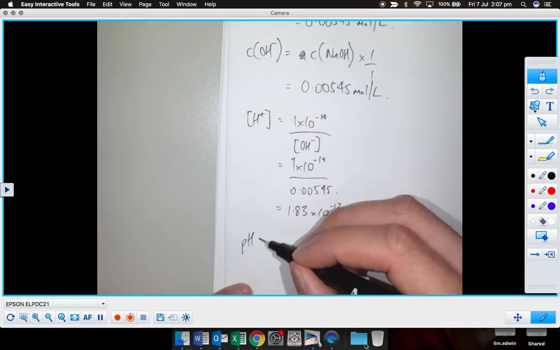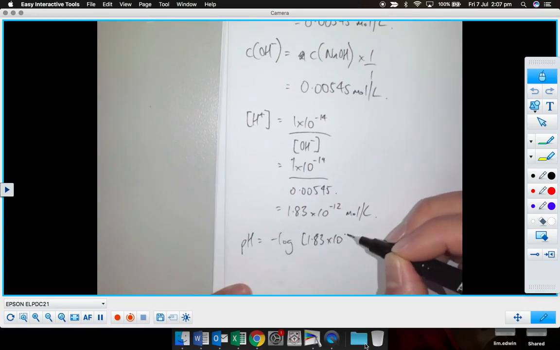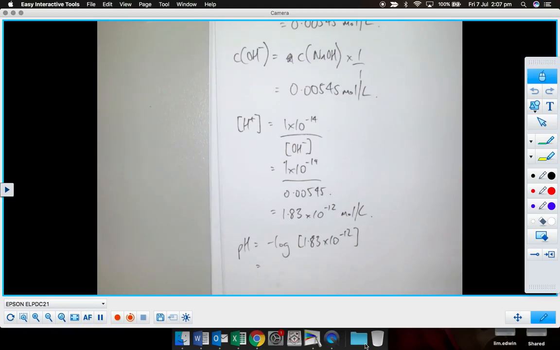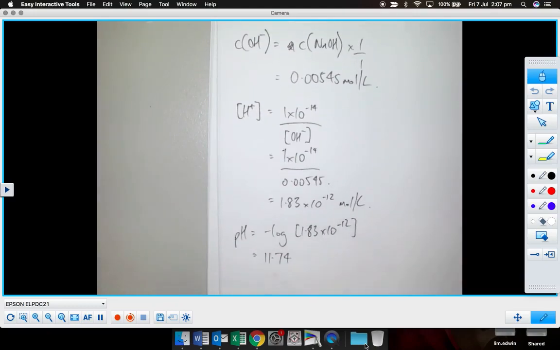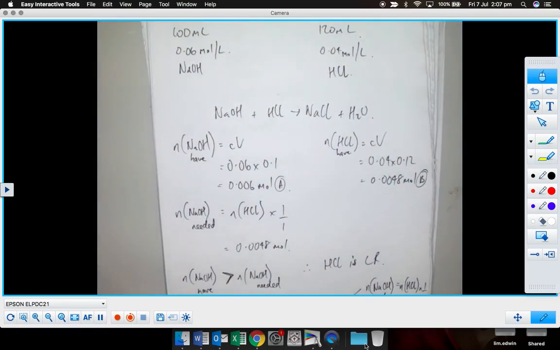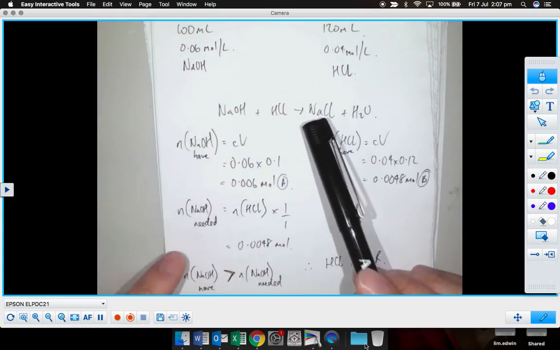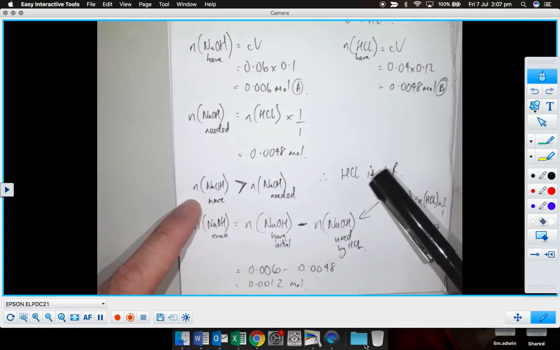Now I can finally work out the pH of this, negative log of 1.83 times 10 to the negative 12, which is 11.74. What's the unit for pH? There is no unit. Alright, so that's how you would work that out. You've got to remember, this is a limiting reagent question. You've got to work out all of the steps of limiting reagent. Step 1, work out the number of moles of each, and also remember to write out the equation. Step 2, how much of one you need. Compare how much you have versus how much you need, and then work out the limiting reagent.